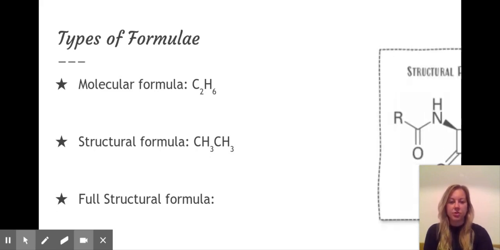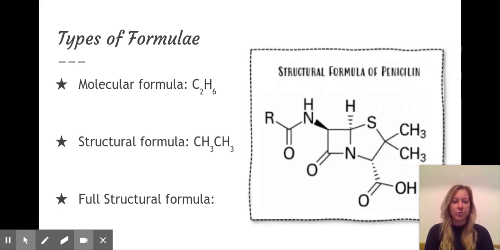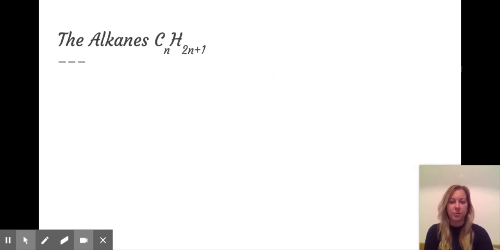A full structural formula looks like this. You will be pleased to know that you don't ever have to write anything that complicated at higher. That's just an example of a structural formula of penicillin, but it's showing all bonds and branches, and that's what you have to draw for full structural formula.